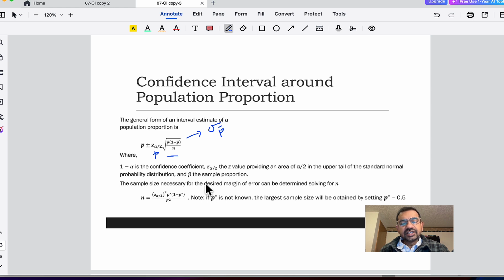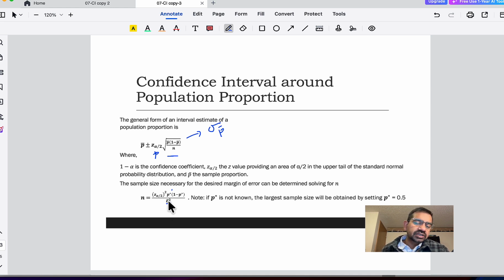And just like we can calculate the desired sample size to get a confidence interval with a certain margin of error, we can do that same exercise for proportion as well. So if we are given the population proportion, we can simply plug this in here to get the sample size, which will give us the desired margin of error E. Around the sample proportion, we would take our desired z stat of alpha by 2, then squared, times p star times 1 minus p star, and then divided by our desired margin of error squared.